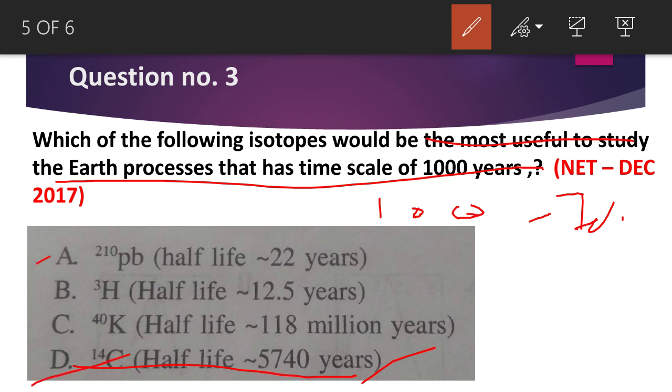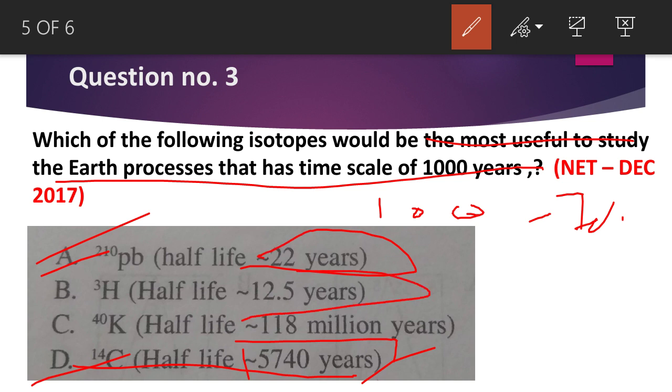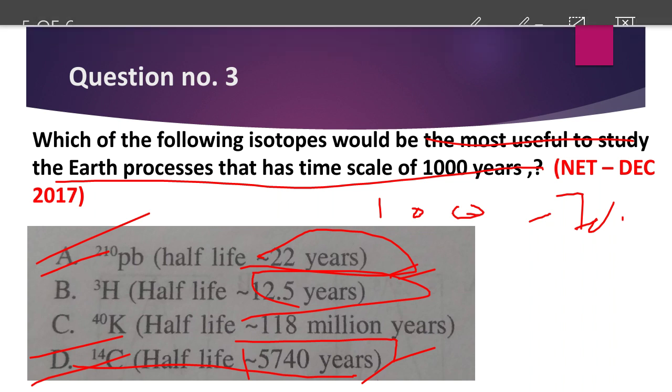Now you can ask why A and B cannot be the right answer, because I have given another clue: carbon-14 is used for almost 15 times its half-life. So if you take 50 times this half-life and 15 times this half-life, it will be less than 1000. So we cannot use them. And finally we will use carbon-14 for the earth processes which happened in the 1000 years.